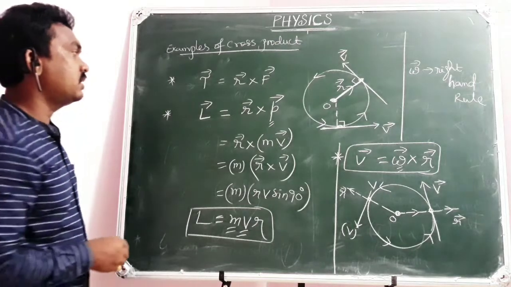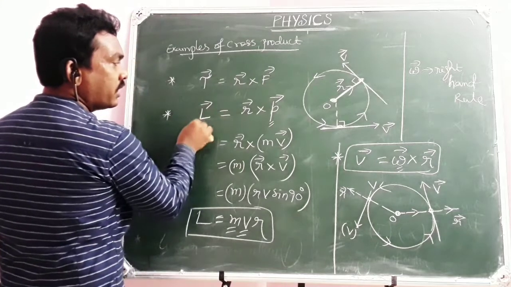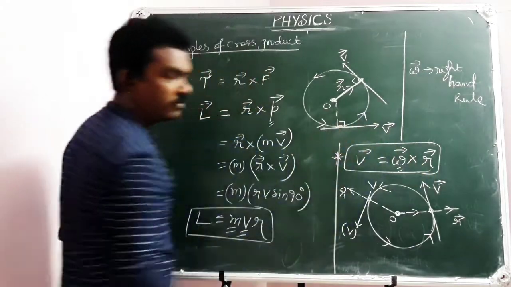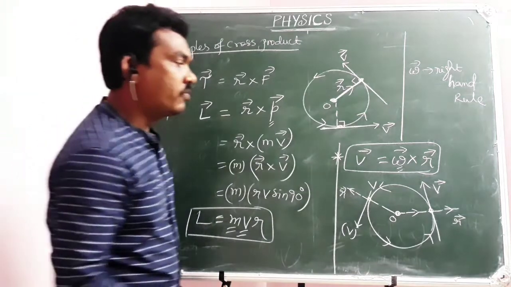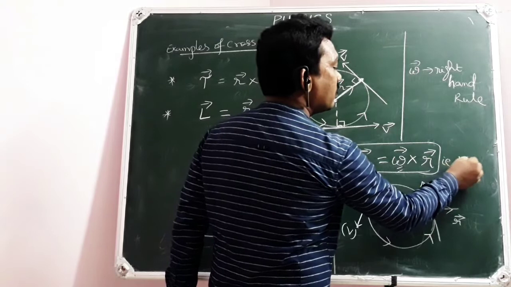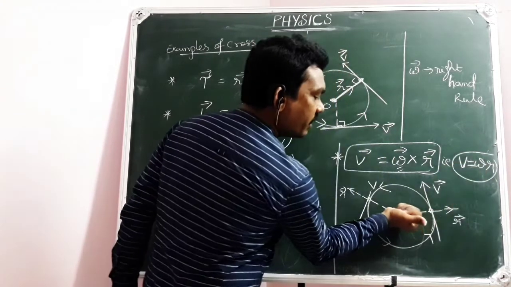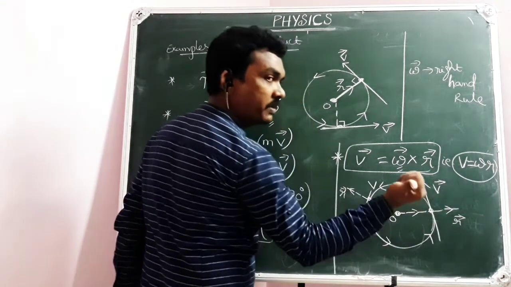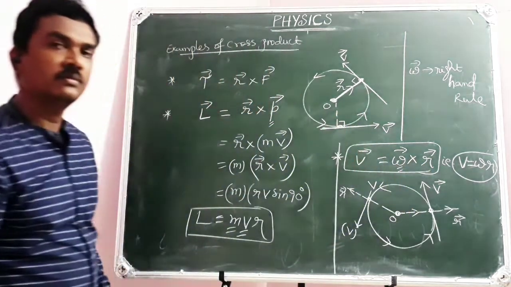So these are the three examples in physics we discussed: tau bar equal to R bar cross F bar, L bar equal to R bar cross P bar, and V bar equal to omega bar cross R bar. This is the relation between angular velocity vector and linear velocity vector. Of course, omega bar and R bar are perpendicular, so you can write V equal to omega into R, because theta is 90. R bar is in the plane, omega bar is perpendicular to the plane. So the angle between them is 90, so V equal to omega R.